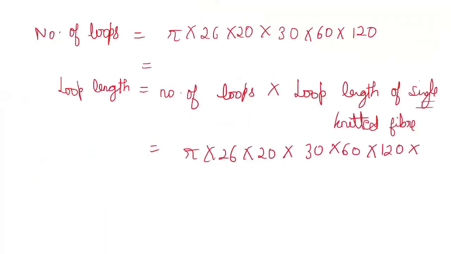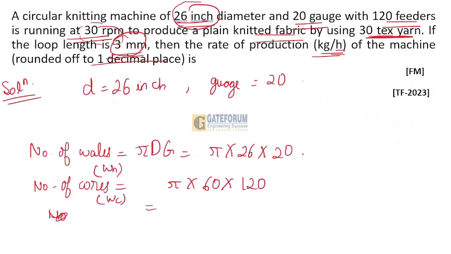3 mm. So 3 mm will be divided into meter, so 3 by 1000 meter. And then the mass, if you have to calculate, then how will the mass be calculated? Then mass will be calculated by multiplying the same value by the tex, kg per hour. Kg per hour will be, tex is how much? Tex is given as 30 tex yarn.